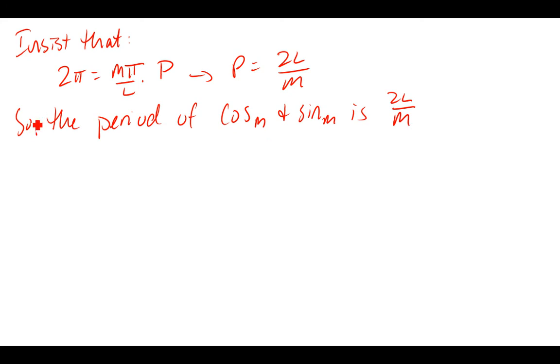Now, why am I torturing you with this? Well, we know that m in our summation ranges from 1 to infinity. So the period of these guys is getting smaller and smaller as m gets bigger, which means they're repeating more and more often. Since the period of each of them is 2L over m, and as m gets bigger the period gets smaller, the period of cosine m and sine m is 2L over m. That's true.